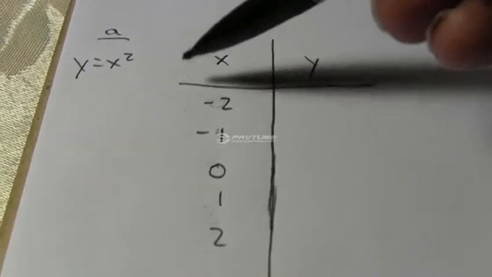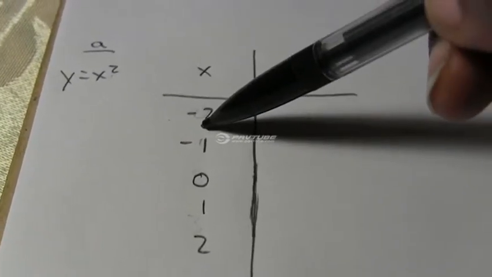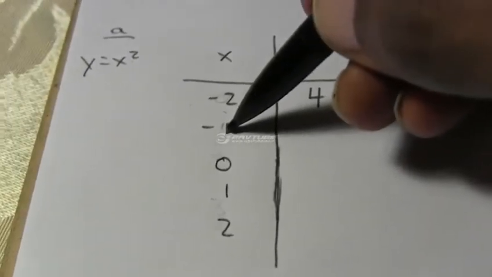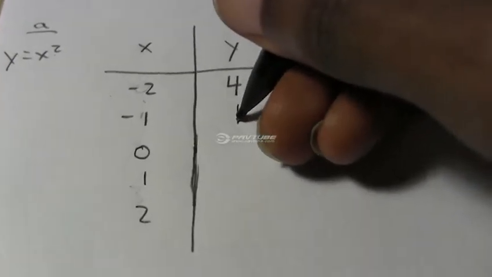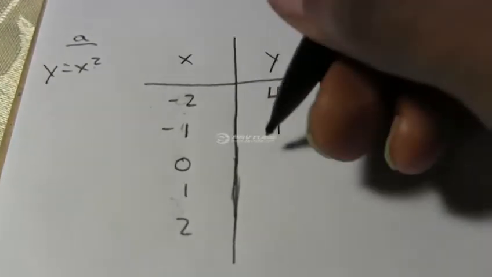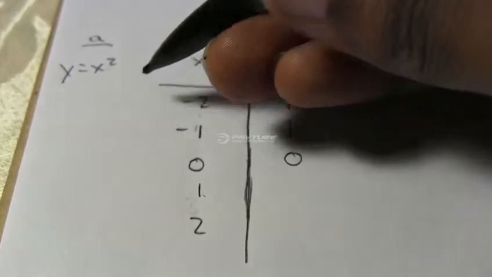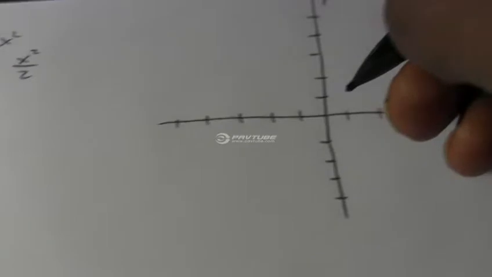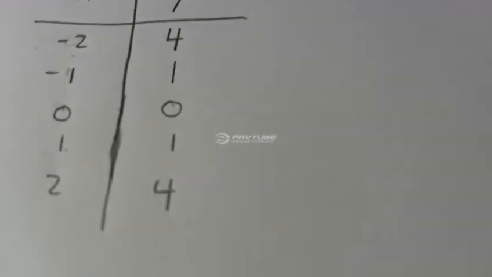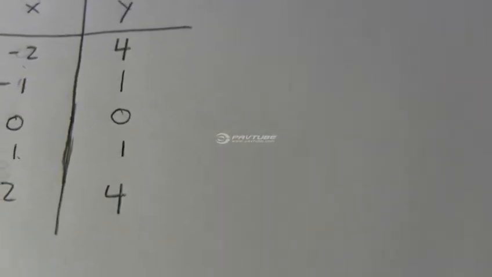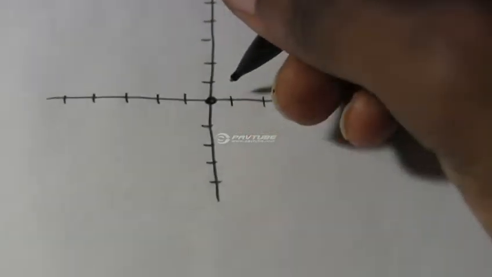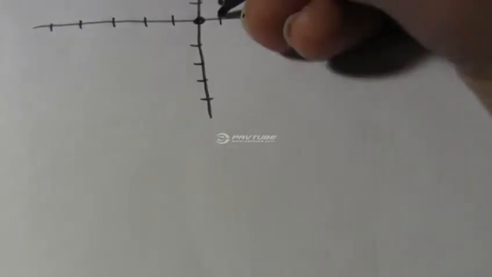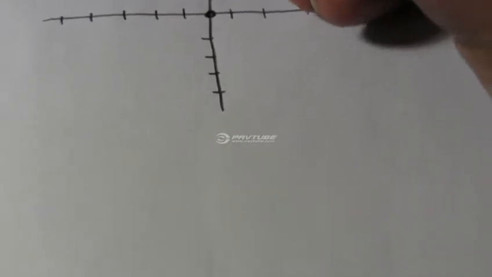So we'll sub them in. x squared, right? -2 squared is +4. -1 squared is +1. 0 squared is 0. 1 squared is 1. 2 squared is 4. Okay? So we'll come over here. Right? We've got our 0, 0, so we'll plot it there. Come over to 1: 1, 1. Right? 2, 4. So 1, 2, 3, 4.